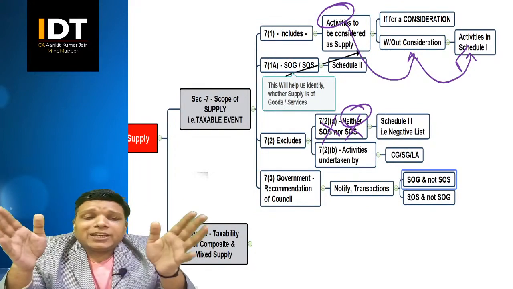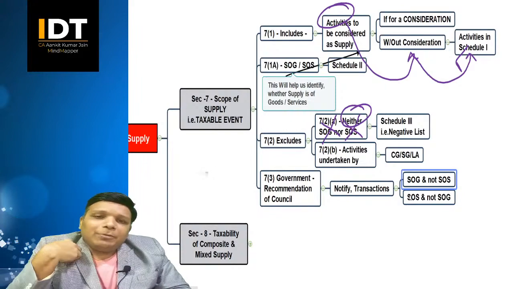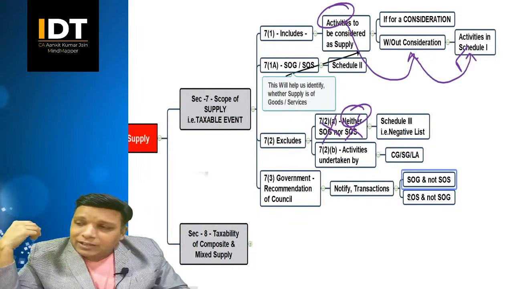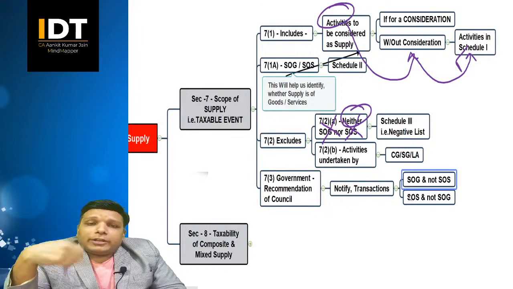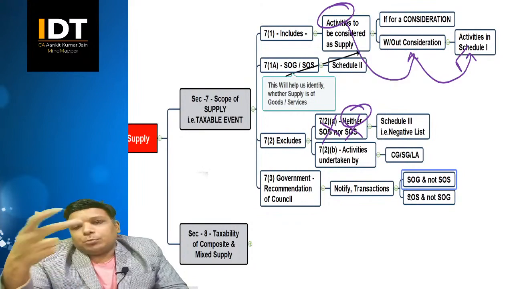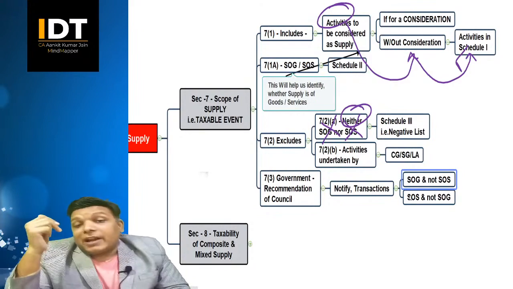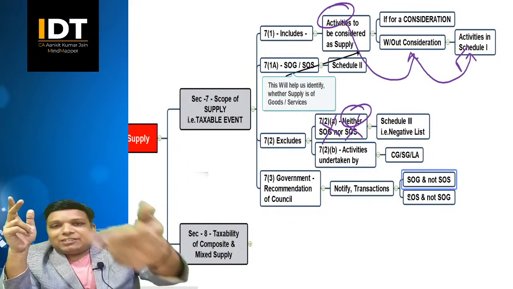So what does section 8 say? Taxability of composite supply and mixed supply, right? There can be a situation where I'm giving the supply of goods as well as services. Like I told you about the restaurant services, like I told you about training services, I'm giving you training as well as books. There's also a works contract service, where there is a combination of both supply of goods as well as supply of services.